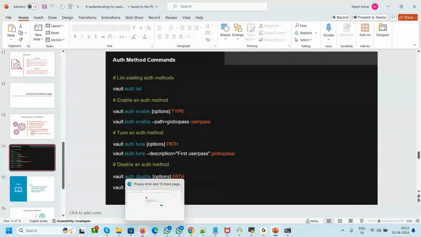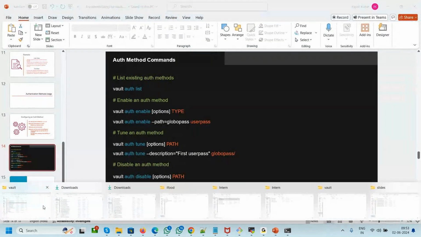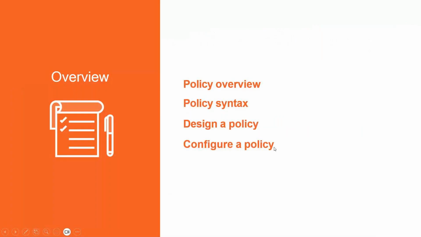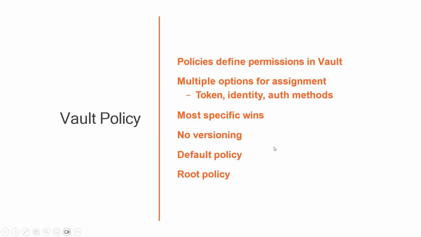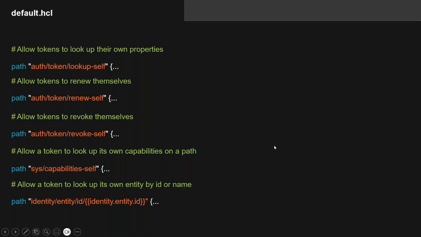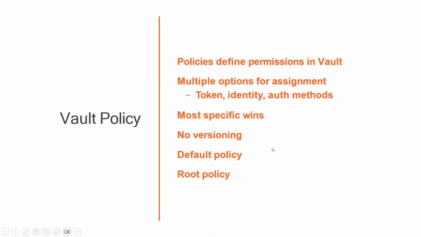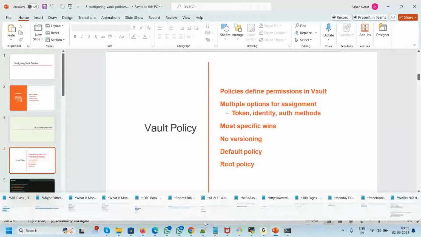Let me first discuss and then show you the demo. So what are authorizations? In HashiCorp Vault, we call them policies. And what is a policy? First let me show you the policy UI so you'll have a memory of it.